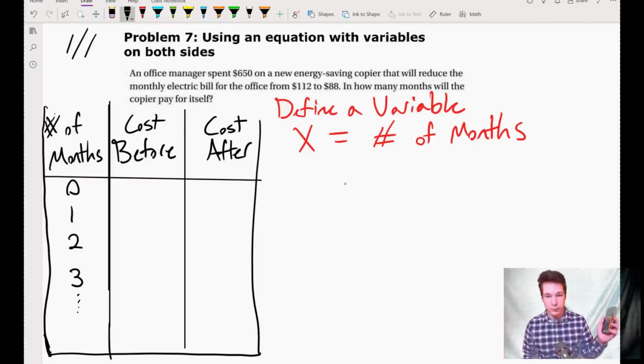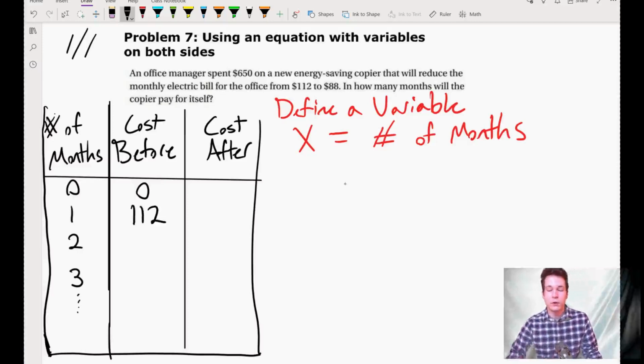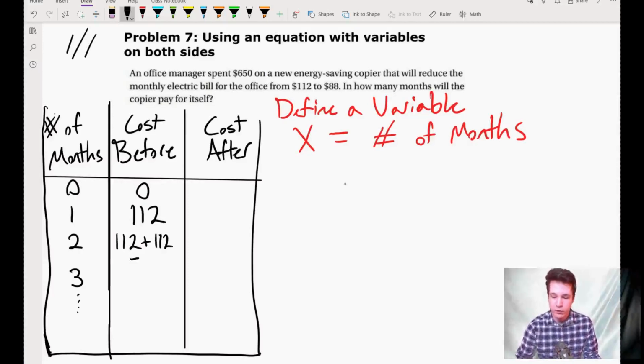Before they were paying, I'm using my calculator here, $112 per month. So let's just talk about before. After 0 months, well, they still didn't pay $112 because there hasn't been a month yet. But after 1 month, it cost them $112 total. Now, how much would it cost after 2 months? Well, it'd be 112 plus 112, which is $224 after 2 months. Okay, you'll notice the pattern here.